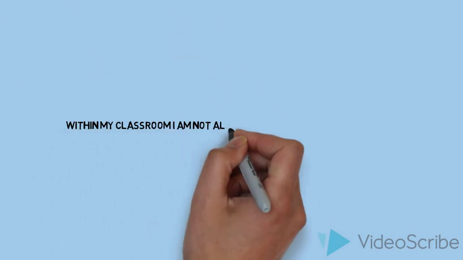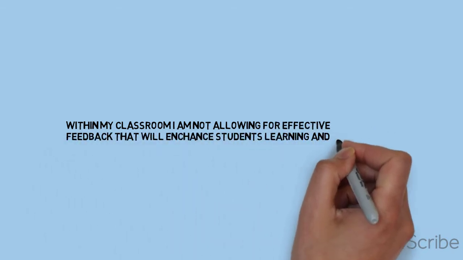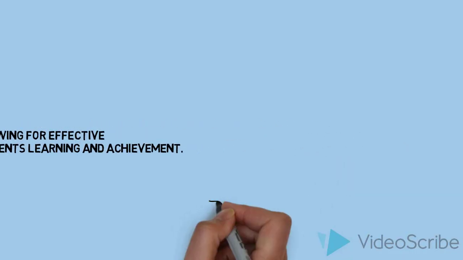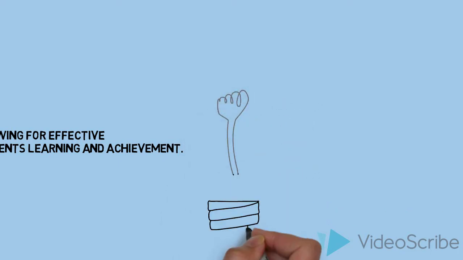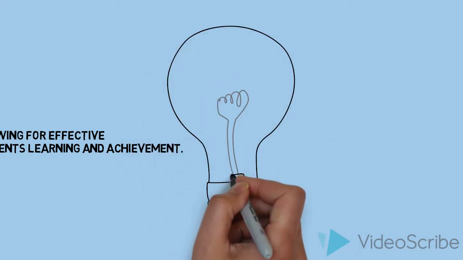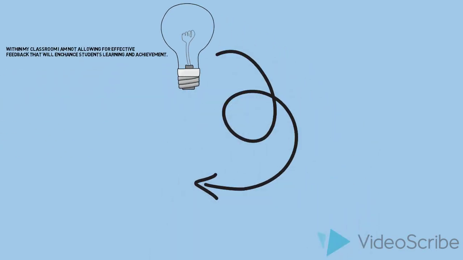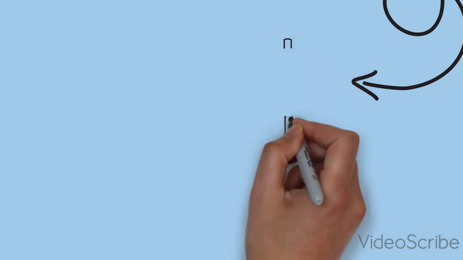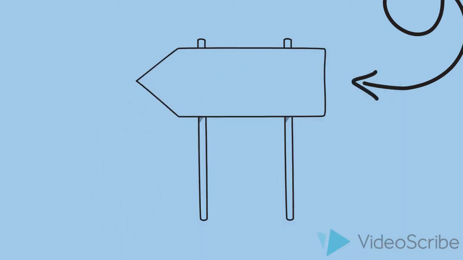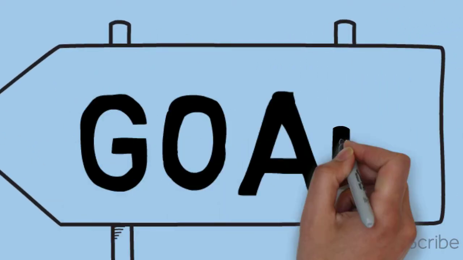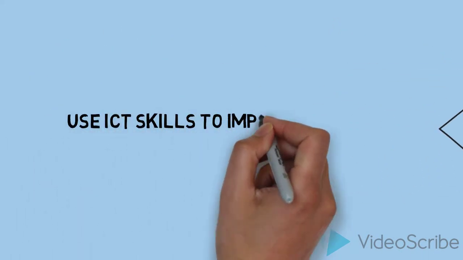I decided that the problem within my practice was that I am not allowing for peer, self, and effective teacher feedback that will enhance students' learning. The light bulb had gone off, and it was time to put my plan of action and goal together. My goal is to use ICT skills to improve feedback in my classroom.